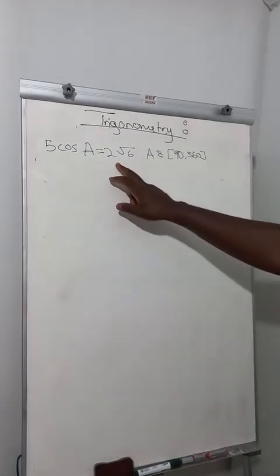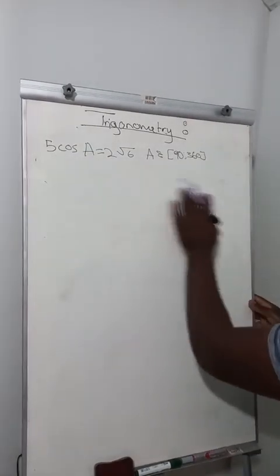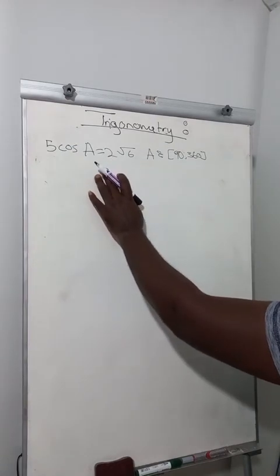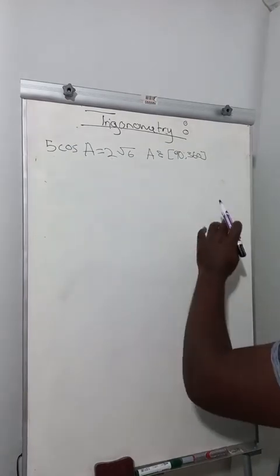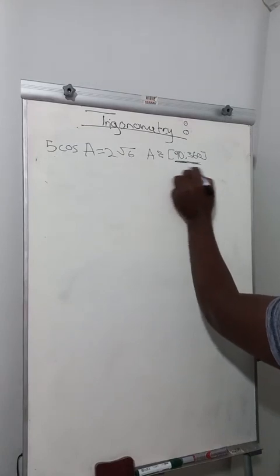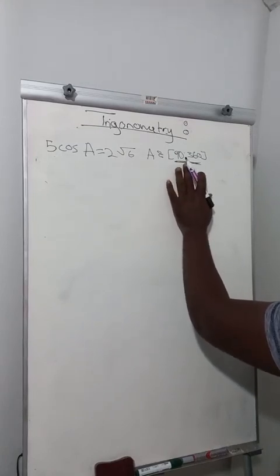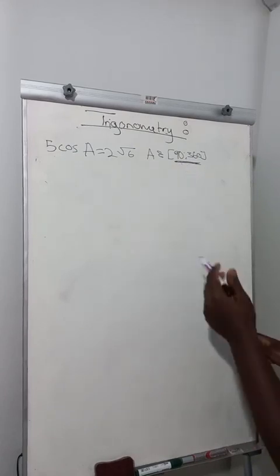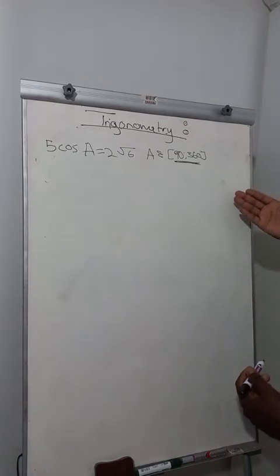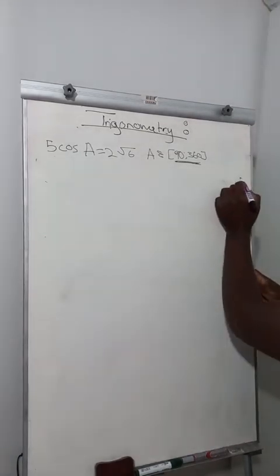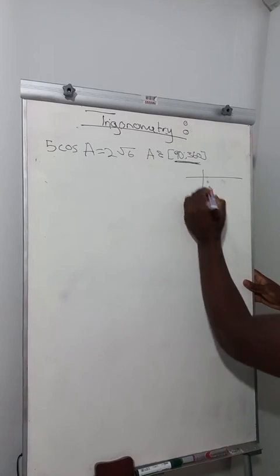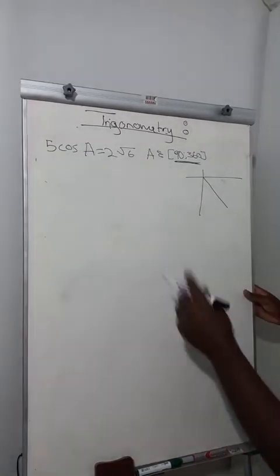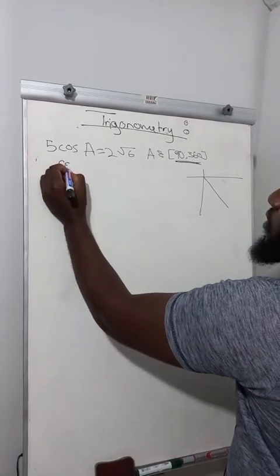Before we even proceed, this is going to be within the first quadrant. No, it's going to be within the fourth quadrant. Because if there was no such range, we would write it in the first quadrant. So in this case we'll have something like this. First make cos the subject of the formula.